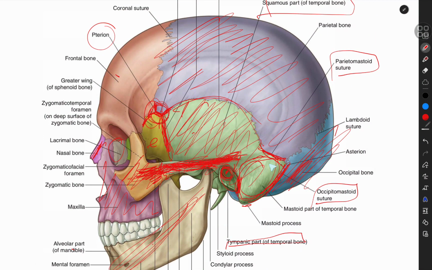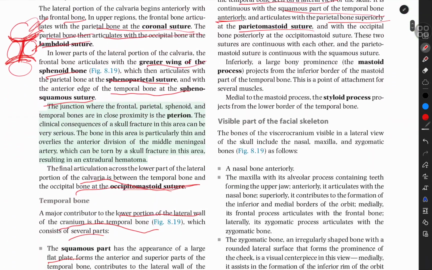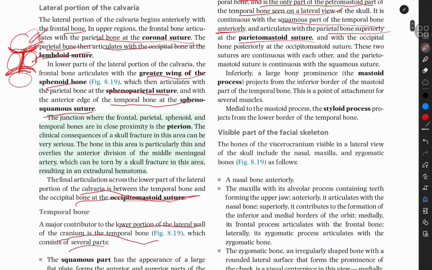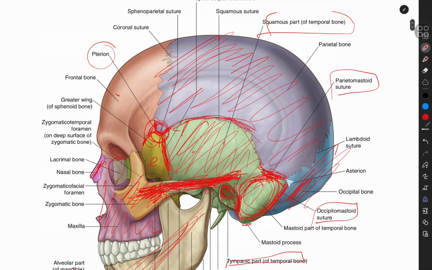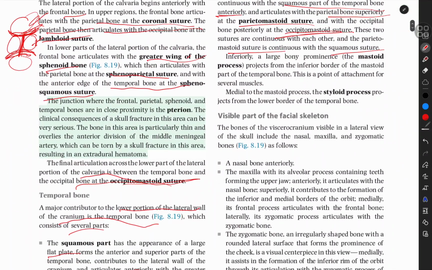So this is the mastoid part, with the parieto-mastoid suture superiorly. The mastoid part of the petromastoid part is only visible laterally. It articulates with the occipital bone posteriorly at the occipitomastoid suture. We've seen that the two structures are continuous with each other, and the parieto-mastoid suture is continuous with the squamous suture. This is the squamous suture.